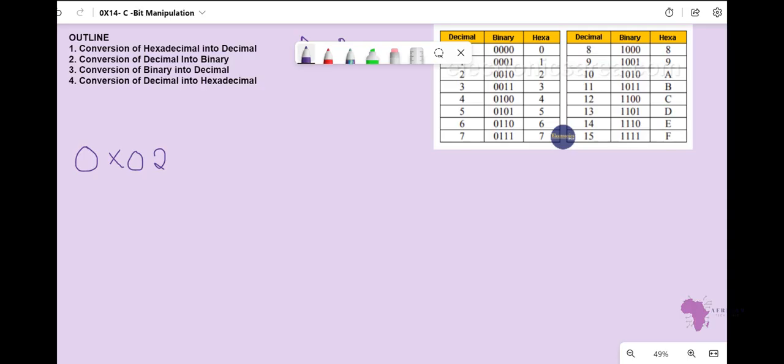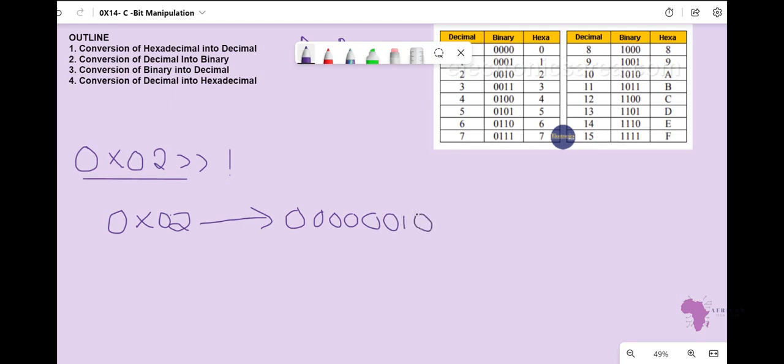And we have been told that we are shifting to which direction? To the right. So shift 1 step. So what are we doing? First of all, we need to have the binary of this, and then we shift. So the binary of 0x02, like that, which is equivalent to having it as 0 0 0 0 0 0 1 0, like that.